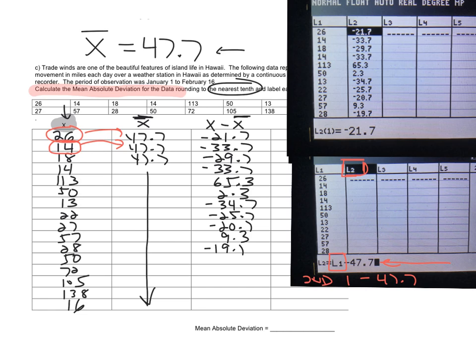And you're going to have to scroll down to see the rest of your data. So that is how we fill in our third column.